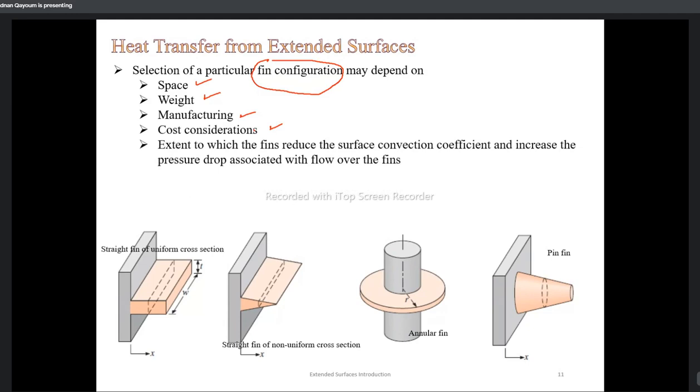One more thing is it also depends on the extent to which the fins reduce the surface convection coefficient. See, you know that if you incorporate a fin, what happens? The convection coefficient h increases. But there is a pressure drop also. Pressure drop also increases because you are having some fluid flow, friction increases. How does friction increase? Because now you are having more surface contact. The fluid contacts a larger surface.